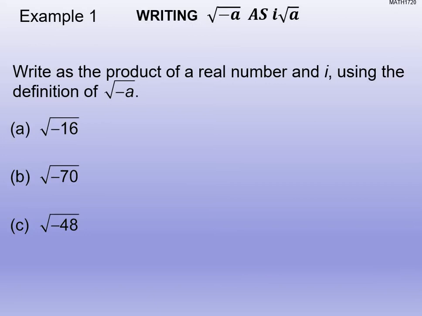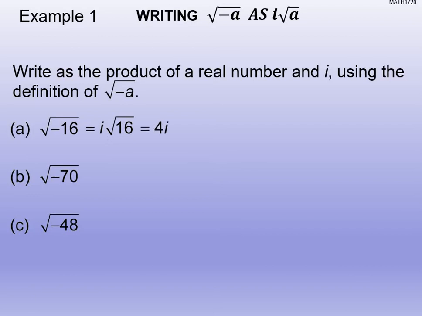Alright, so let's take a look at the first example here. We have the square root of negative 16. We should rewrite that as the square root of negative 1 times the square root of 16, or you can write it as the square root of 16 times the square root of negative 1. You need to replace the square root of negative 1 with an i, and the square root of 16 is 4. So our solution is 4i when we work through this problem.